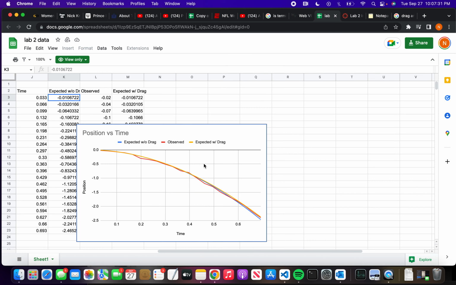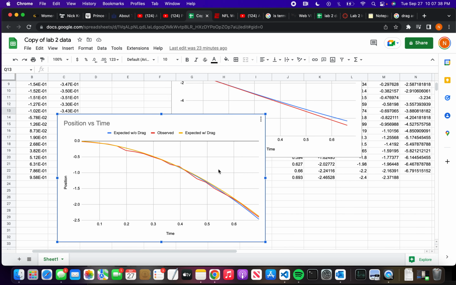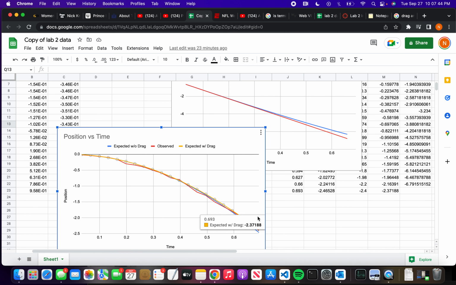When we plot all three of these values together, we see that the graph that incorporates drag better estimates our observed data.